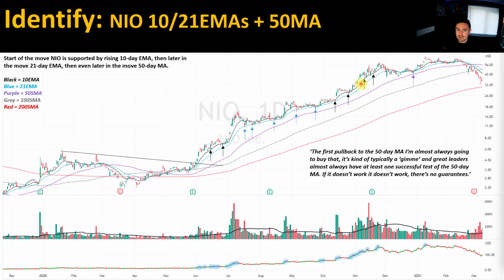Then it starts moving out of the base. Where is it finding support? That's interesting. Tends to be around this black line, which is the 10 EMA. And then it pulls back down, the first time, to the purple line, which is the 50-day moving average. That's interesting. It finds supportive action there.